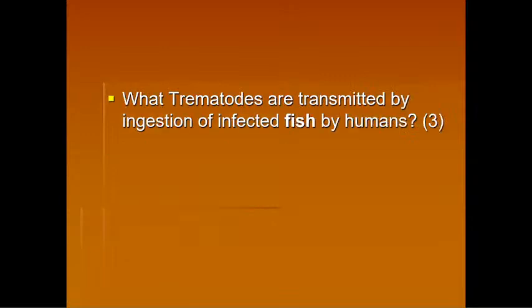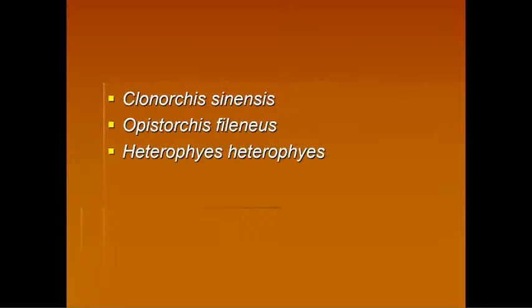Alright? Now, which trematodes are transmitted by ingesting infected fish by humans? Clonorchis sinensis, Opisthorchis felineus, and Heterophyes. Okay? So those are the only ones that you need to remember. Paano ko maalala, Amanda? When you want to talk about fish, fish are rich in protein because they are CHO. O, di ba? CHO.